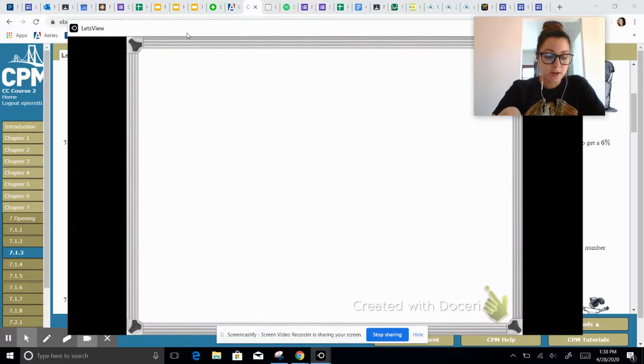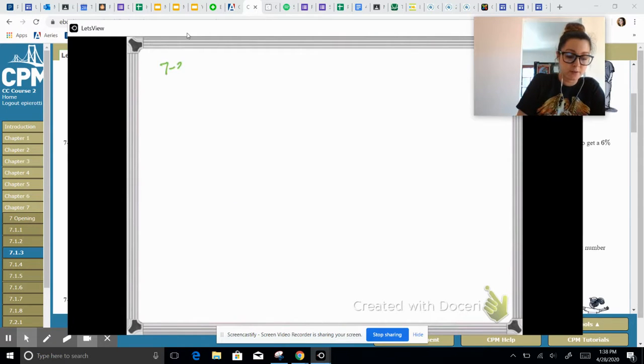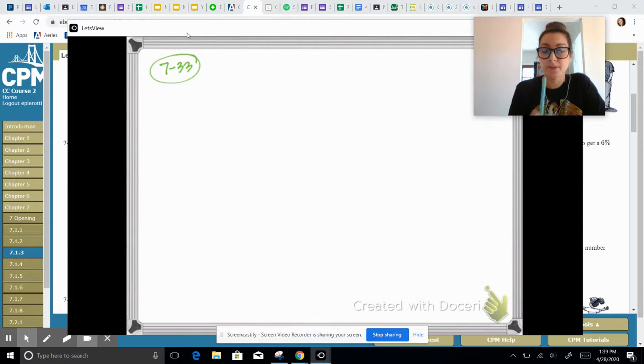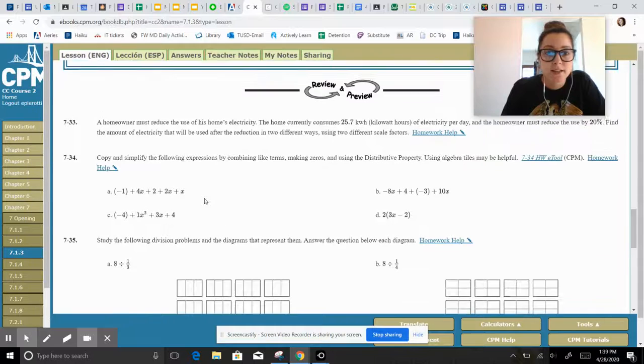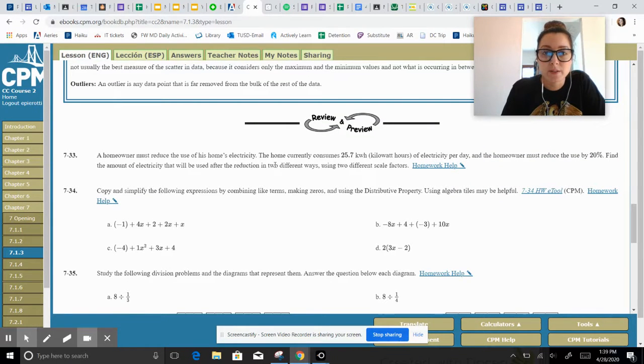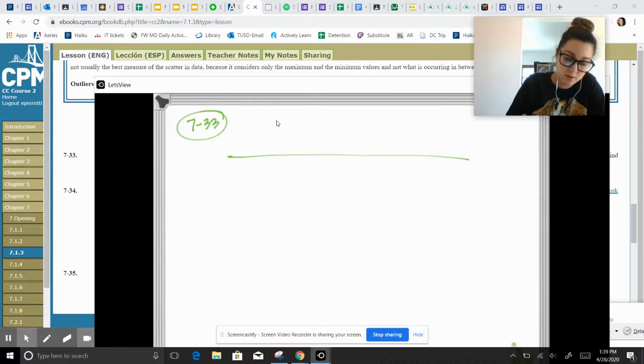For one of your homework problems, 7-33, you're going to be looking at a percent decrease problem or some kind of discount or decrease thing. And if we look at that homework problem really quick, it says the homeowner must reduce the use of his home's electricity. It usually consumes 25.7 kilowatt hours of electricity per day, and the homeowner has to reduce it by 20%. So find the amount of electricity.